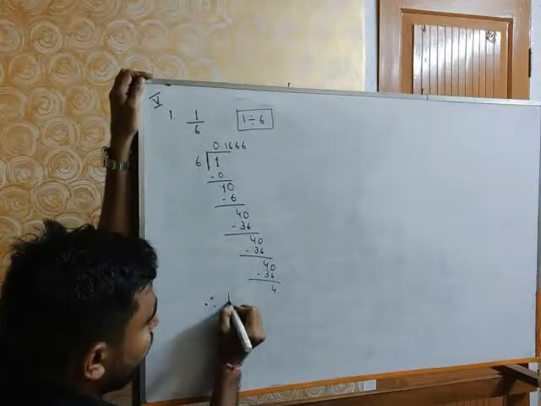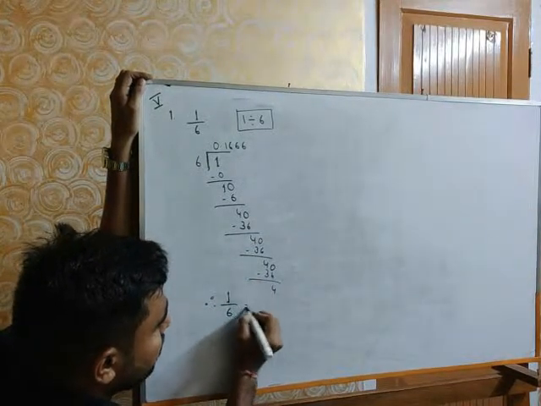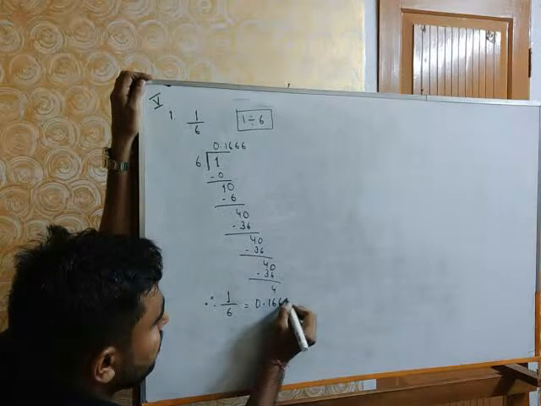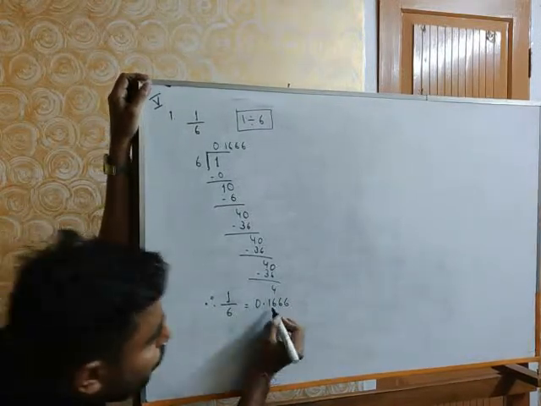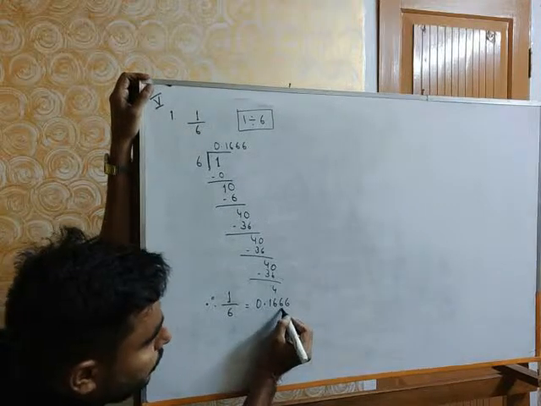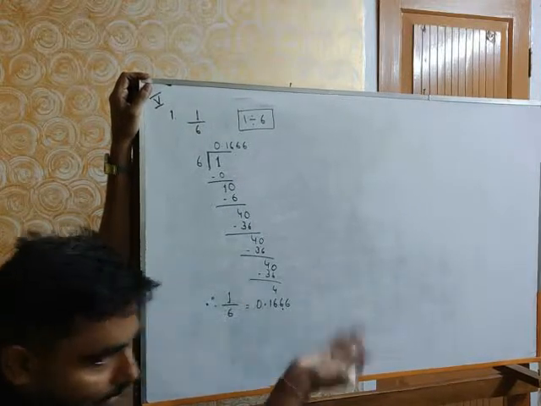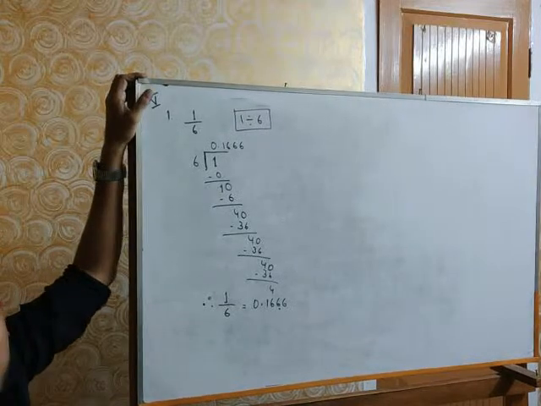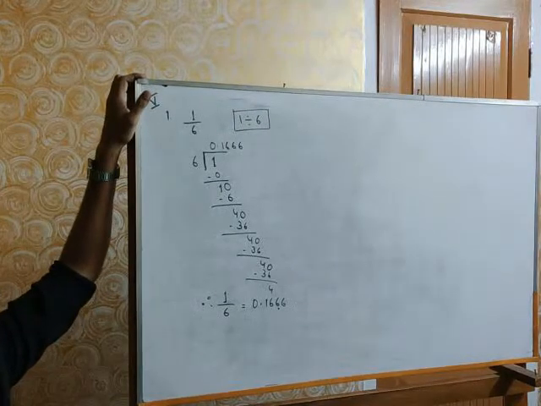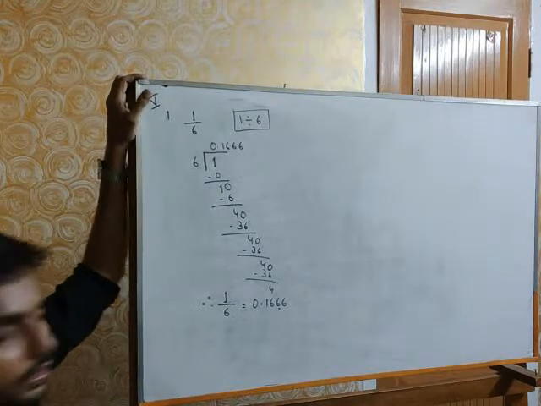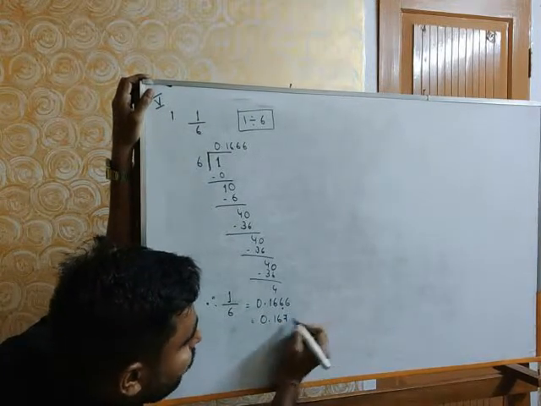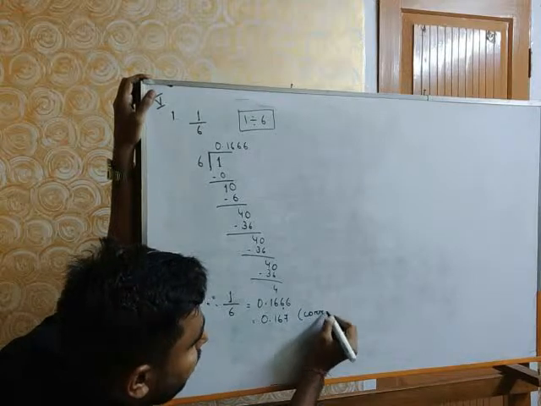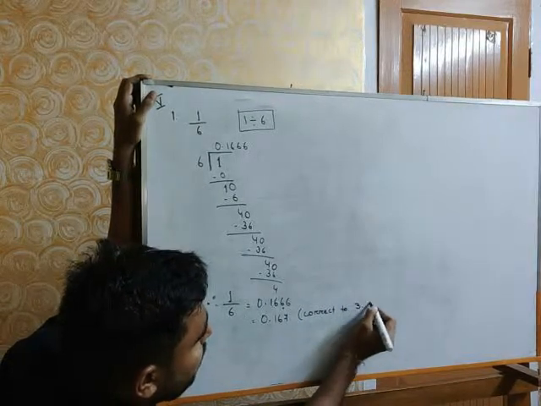Okay, therefore we can write 1 divided by 6 is equal to 0.1666. Now correct to three decimal places. So 1, 2, 3. Third place is what? 6. The next digit is again 6. That is more than 5, so we can add 1 to the third place and we'll get 0.167. And we'll write correct to 3 dp.